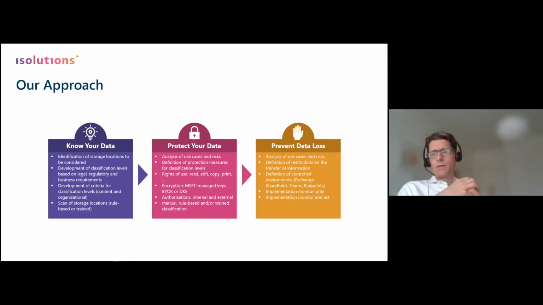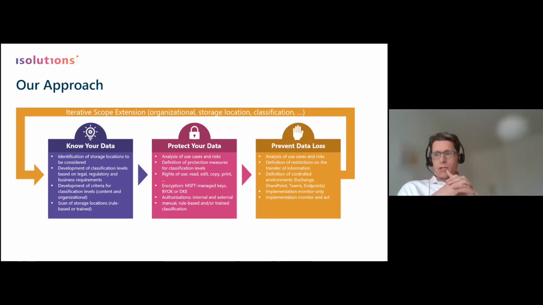Then we come to prevention of data loss. In DLP, we again start with the analysis of specific use cases and related risks. Then we define and implement protection measures. Again, we need a full understanding of the requirements as well as the implications. And we do this mostly in cycles. The scope of information protection can be extended in several iterations across multiple dimensions, like organization, storage location, or classification.